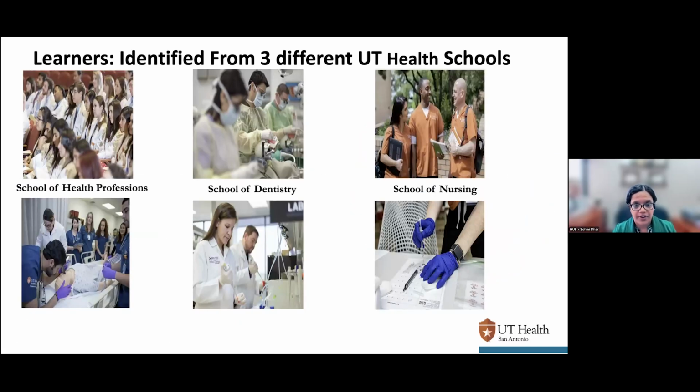Learners were identified from 3 different UT Health schools. As I mentioned before, we had faculty from these 3 schools, but the learners are our students. So we had 10 students each from the School of Health Professions, School of Dentistry, and School of Nursing. So the class for the pilot intervention was for 30 students representing the 3 schools at UT Health. Next slide, please.